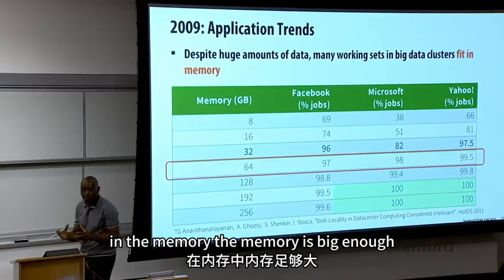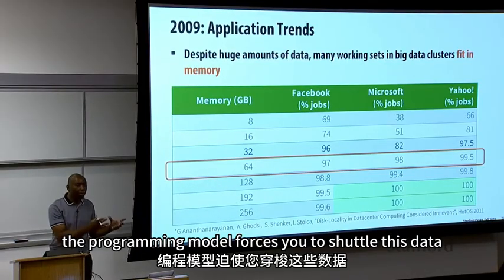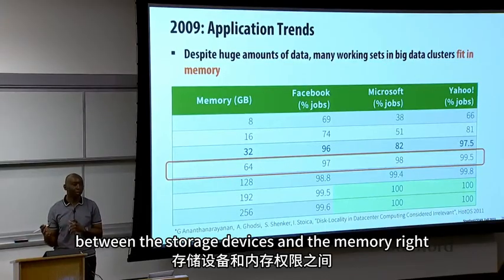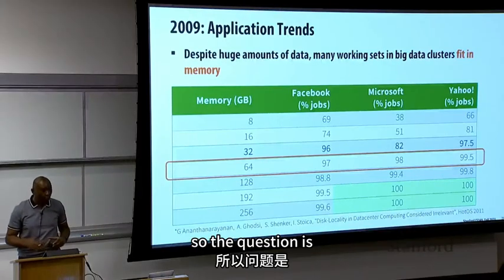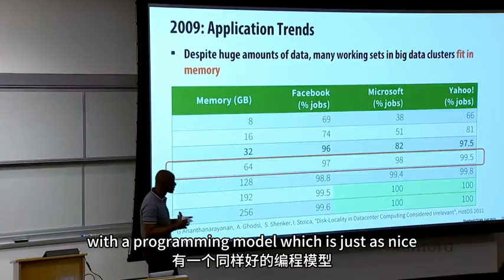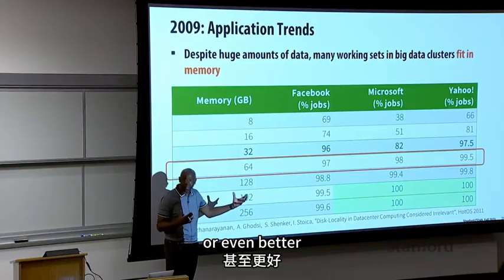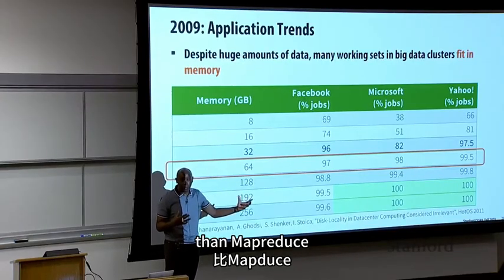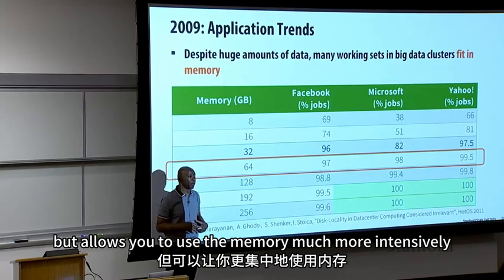The memory's big enough. But the programming model forces you to shuttle this data back and forth between the storage devices and the memory. So the question is, could we come up with a programming model which is just as nice or even better than MapReduce, but allows you to use the memory much more intensively? What would be the problem?